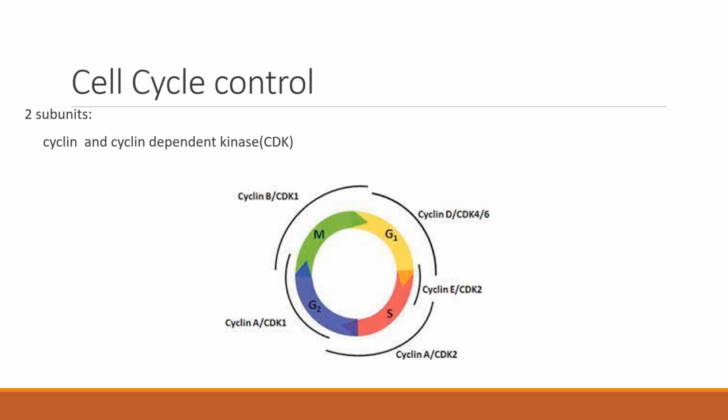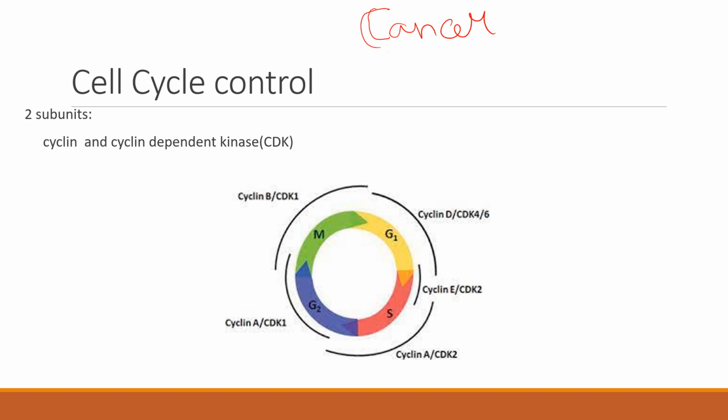Now, as we all know, our body is made up of millions and trillions of cells, right? So if these cells lose control, then what happens? Cancer occurs, right? The definition itself suggests that cancer is uncontrollable division of cells.